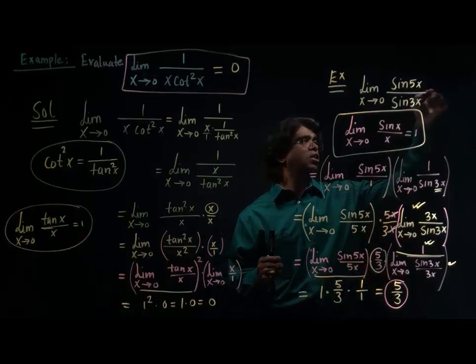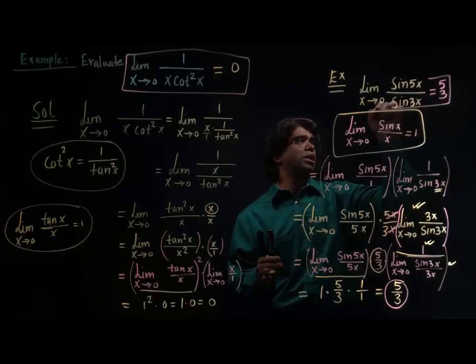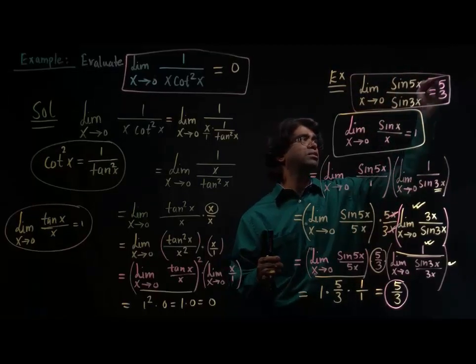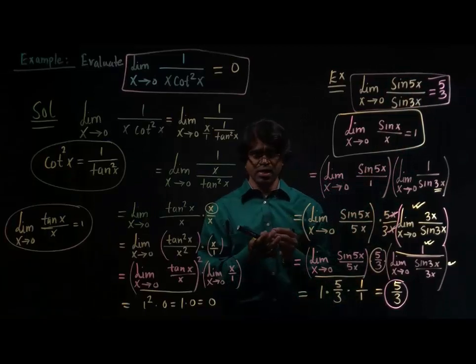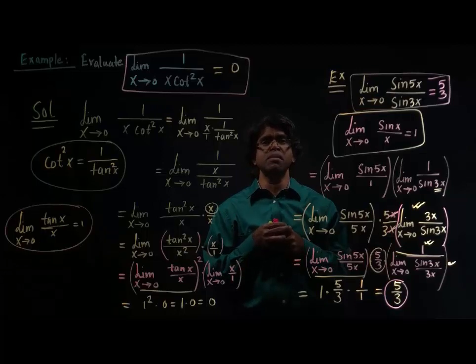So what is the value of this limit? The value of this limit is basically what? 5 over 3 for this limit, right? And this is how we will evaluate our trigonometric function for the limits.